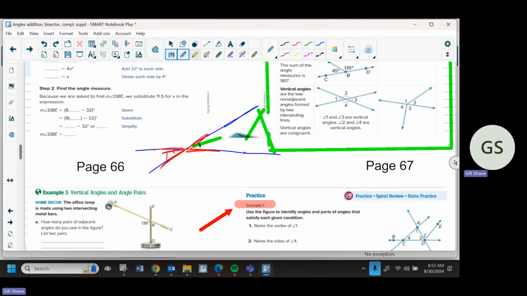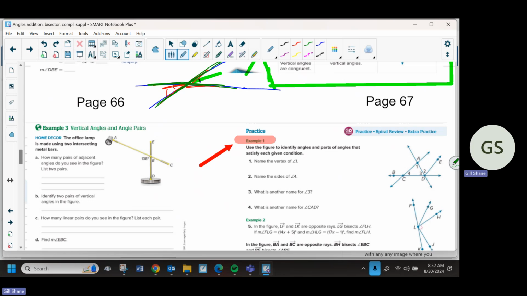Same concept. These angles here are across from each other. That angle there and that angle there have to have the same measure. No exceptions. And that will come up with any image where you see lines that cross. So kind of any image where you see an X. There is an X in that image. So you have that scenario. The opposite angles would be congruent. If that's 138, that's 138 across from it.